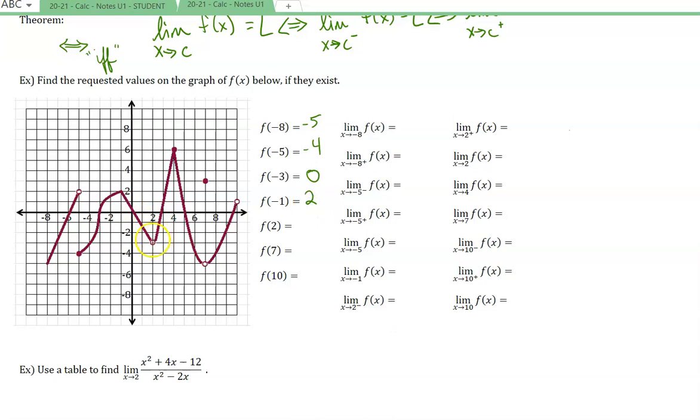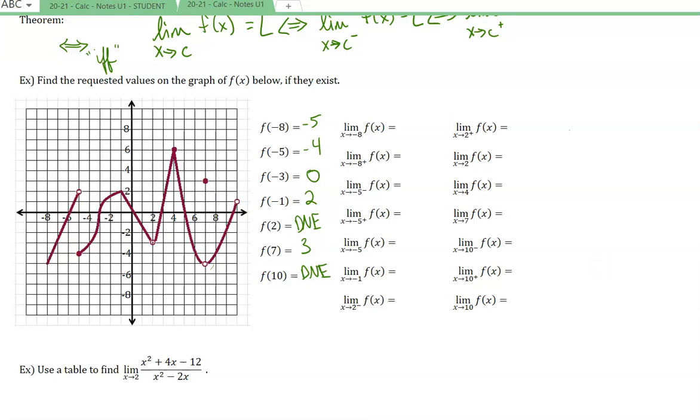f of 2, now f of 2 I have another open circle. There is no point anywhere else on the vertical line x equals 2, so that means f of 2 does not exist. Okay, f of 7, here again I have an open circle, however I do have a solid point right here, so f of 7 is not negative 5, it's positive 3. And then f of 10 also does not exist because I have an open circle. Does not exist.